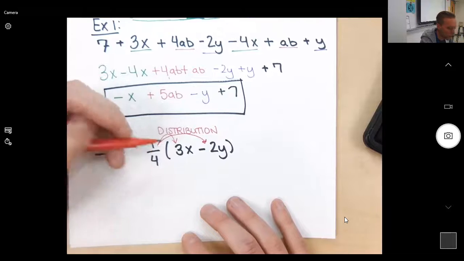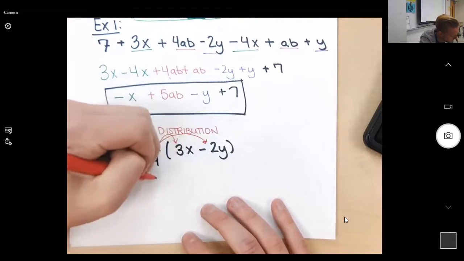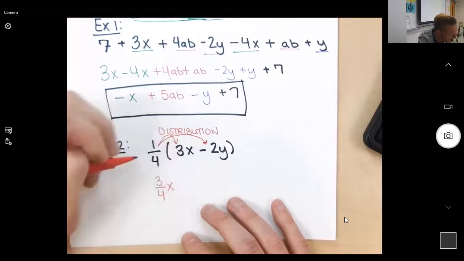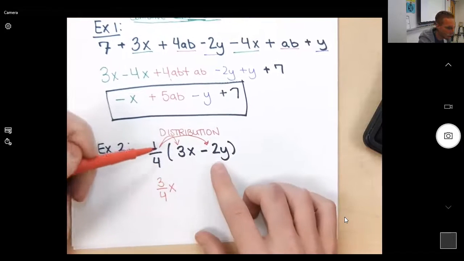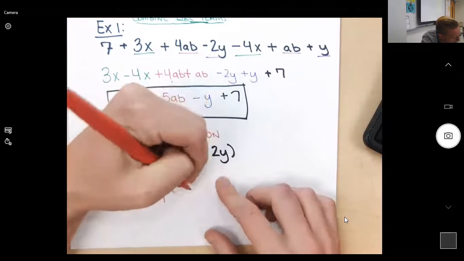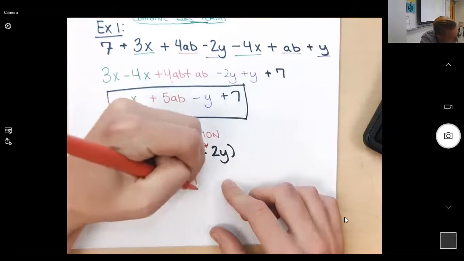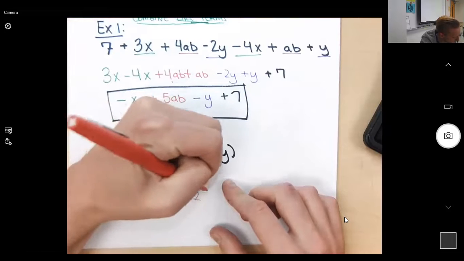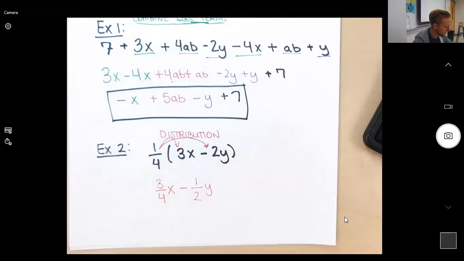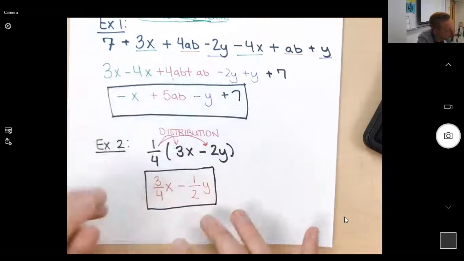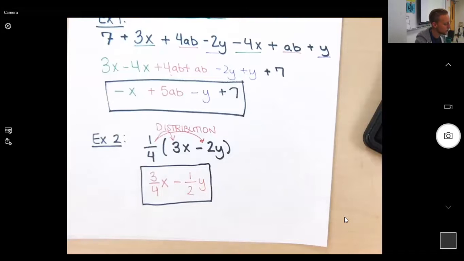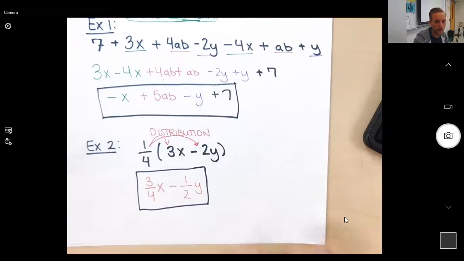So I'm going to do 1/4 times 3, which is 3/4, and then x. So if you ever have letters there, you just got to write the letter at the end. Then I'll do 1/4 times negative 2, which is negative 1/2 y. Now, if you are curious how I ended up doing that in my head real quickly, I've had a lot of practice.